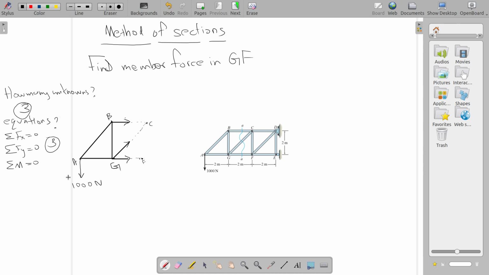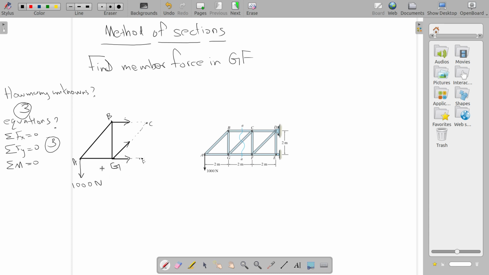So what I promised you was correct. You can solve it. You don't need to solve first this joint and this joint. You don't need to go like that. You can actually use a single step. So 3 equations and 3 unknowns. So you can use the conventional method to solve GF here.